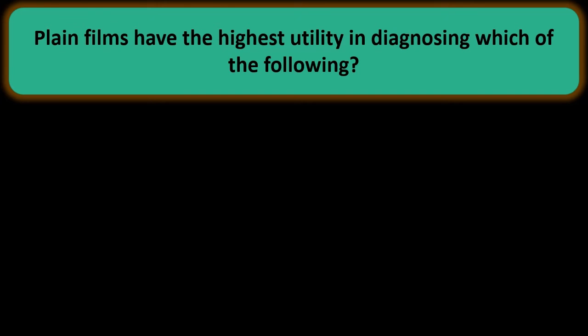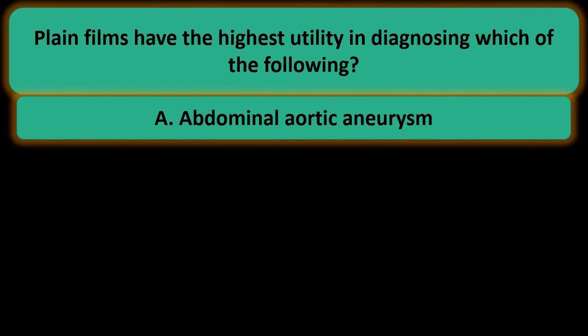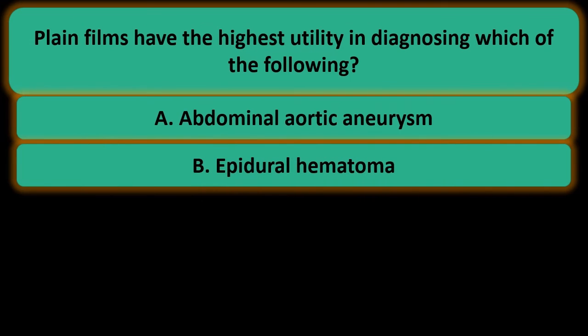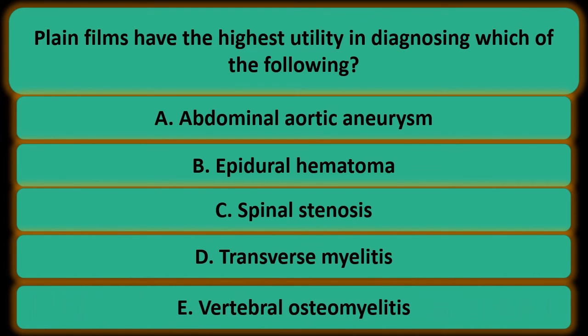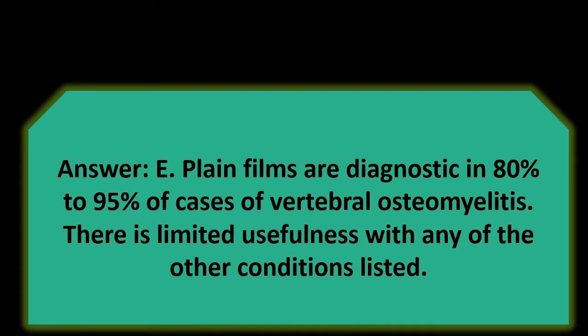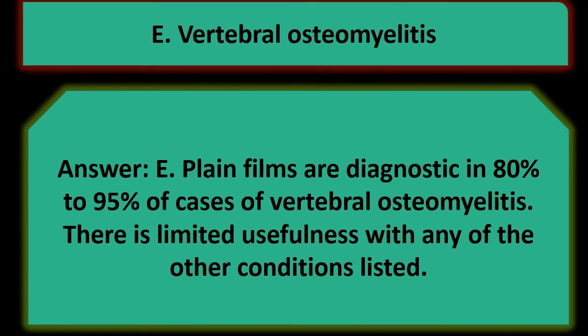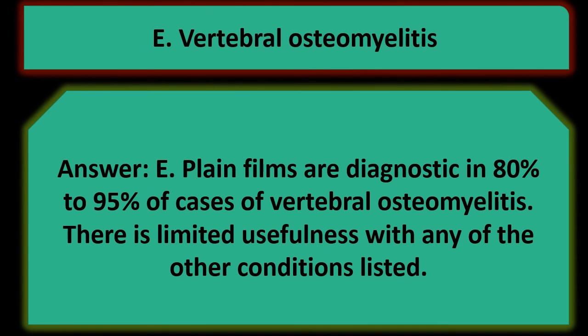Plain films have the highest utility in diagnosing which of the following? A. Abdominal aortic aneurysm. B. Epidural hematoma. C. Spinal stenosis. D. Transverse myelitis. E. Vertebral osteomyelitis. Answer is E. Vertebral osteomyelitis.